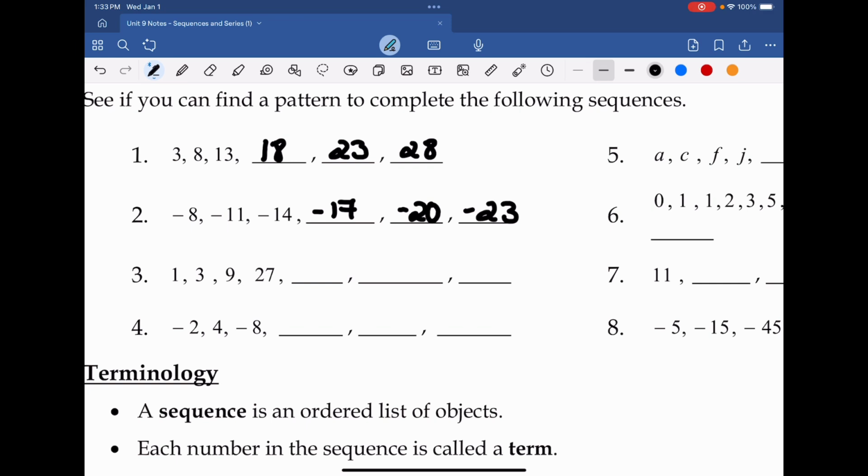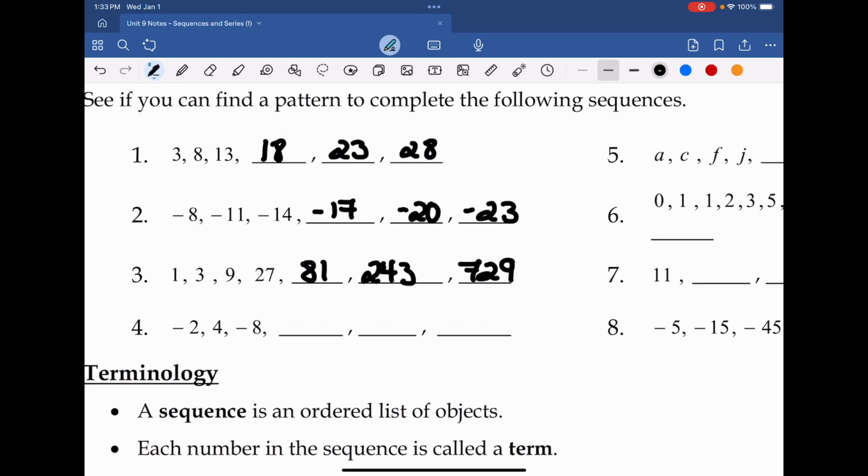Now, for our next one, we go from 1 to 3, 3 to 9, 9 to 27. Well, we can clearly see that we're just taking whatever term we had before and multiplying it by 3. So if we had 1, we multiply by 3, which gives us 3. If we have 3, we multiply by 3, and it gets us to 9. We're just going to continue that pattern. If I take 27 and multiply it by 3, I get 81. If I take 81 and multiply it by 3, I get 243. And then if I take 243 and multiply it by 3, I get 729.